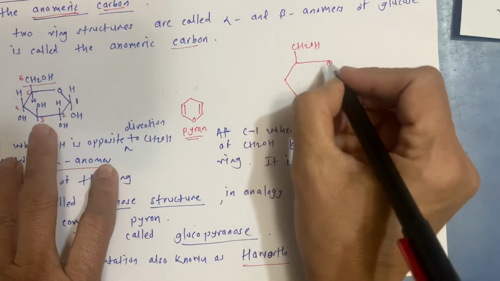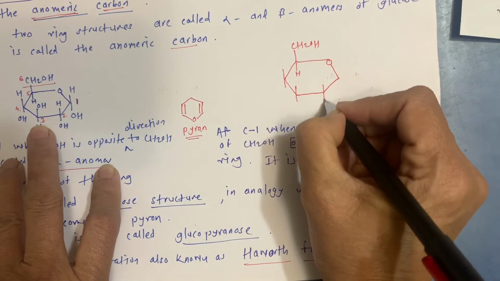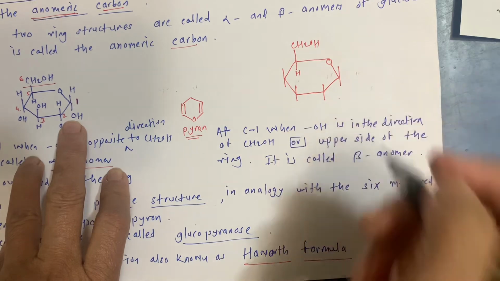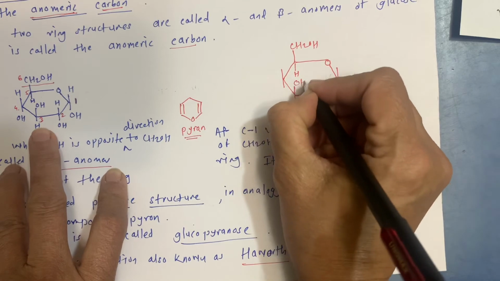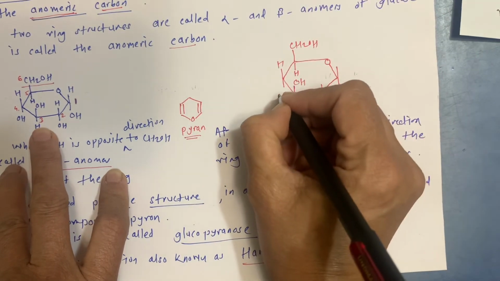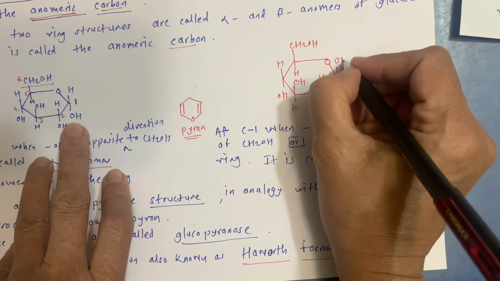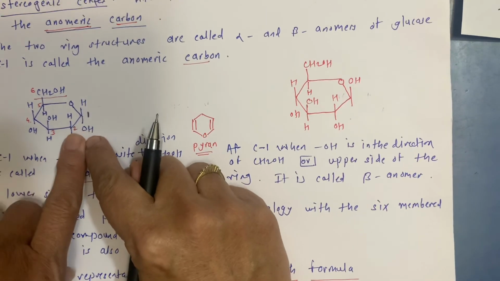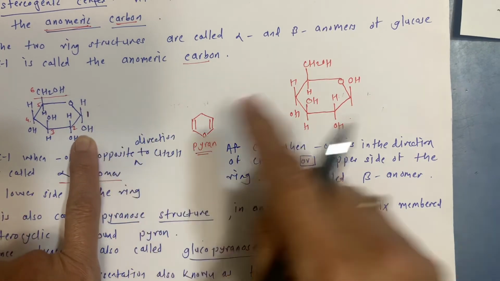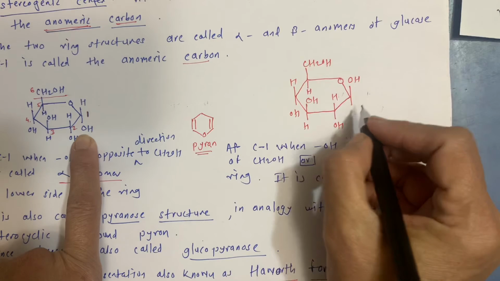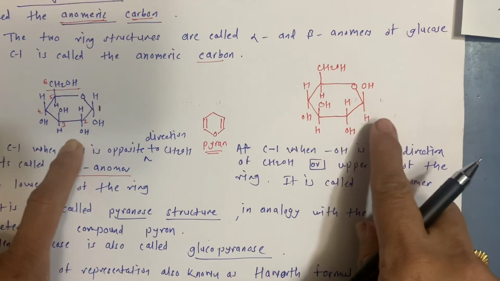Then how to show this? Here is H. Then the remaining bonds we can show like this. When we write this, here is CH2OH, then OH, H, then HOH, then HOH. In one structure the OH is next to this CH2OH, on the same side, and in the other the OH is on the opposite side. These are two types of structures which represent the Haworth formula.